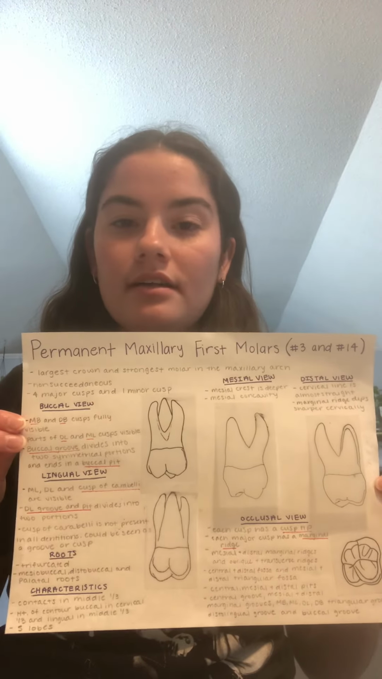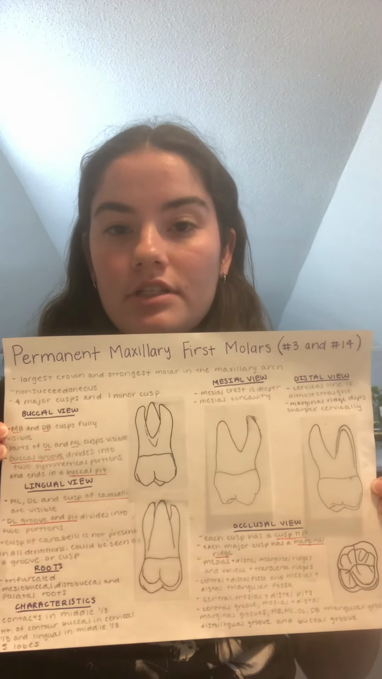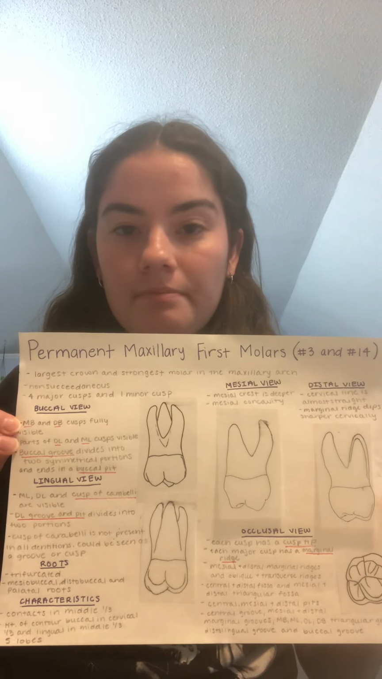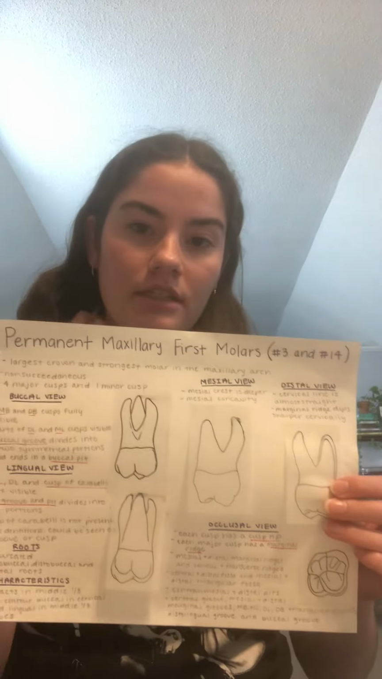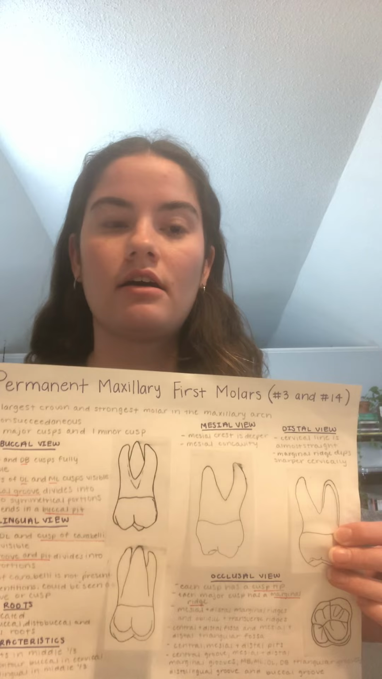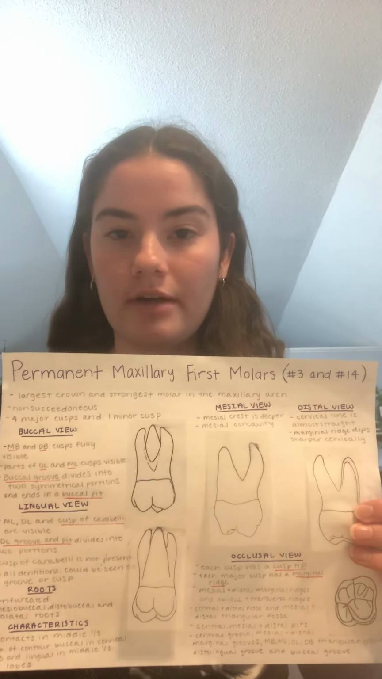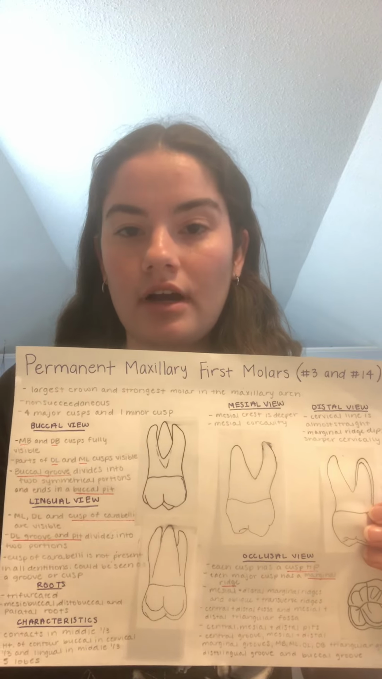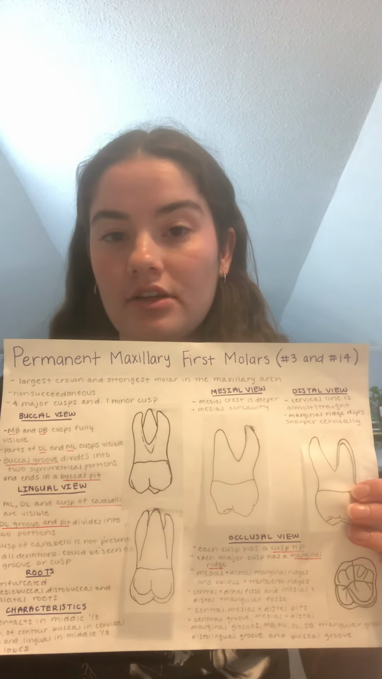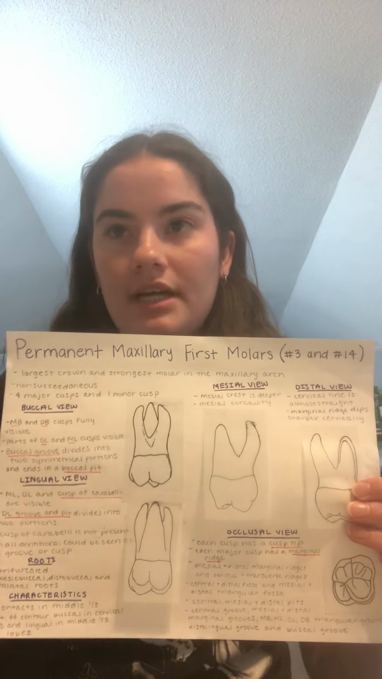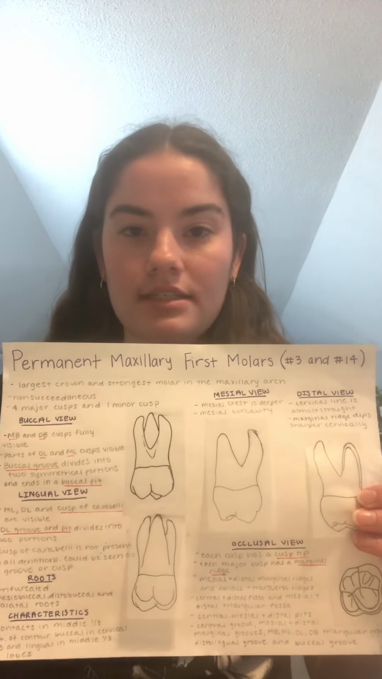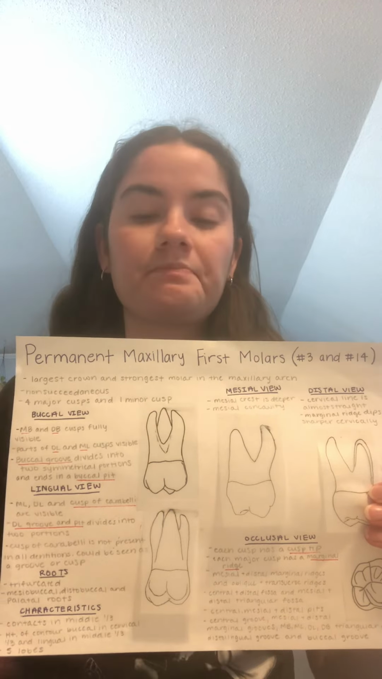Alright, so today I'm going to be talking about the permanent maxillary first molars, which are tooth number 3 and tooth number 14. The permanent maxillary first molars are non-succedaneous, which means that they aren't going to replace any of the teeth in the primary dentition. They're also the largest crown and strongest molar in the maxillary arch. And because they are molars, their function is going to be to grind food before we swallow it.